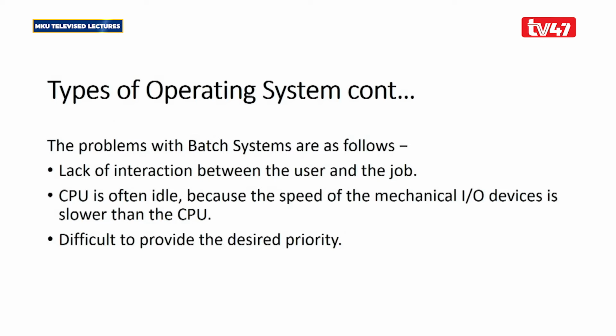Then the problems with a batch system are that it lacks interaction between the user and the job, and the CPU is often idle because the speed of the mechanical input and output devices may be slower than the CPU. Since we are accumulating work and then processing, there's a lot of idle CPU time. And then there's difficulty to provide the desired priority. When you're scheduling jobs and have jobs that have a higher priority, it may be difficult scheduling them.